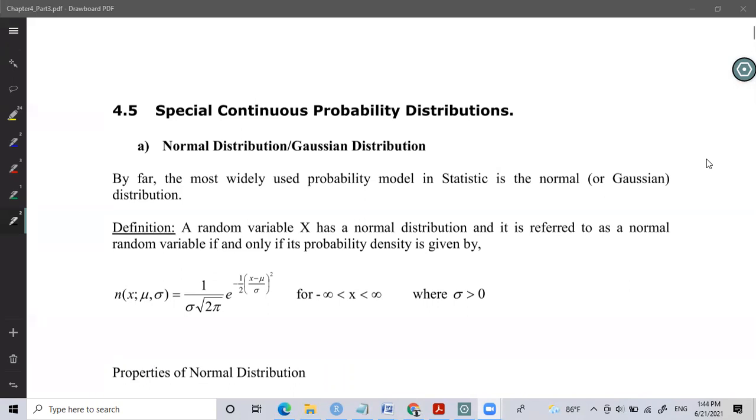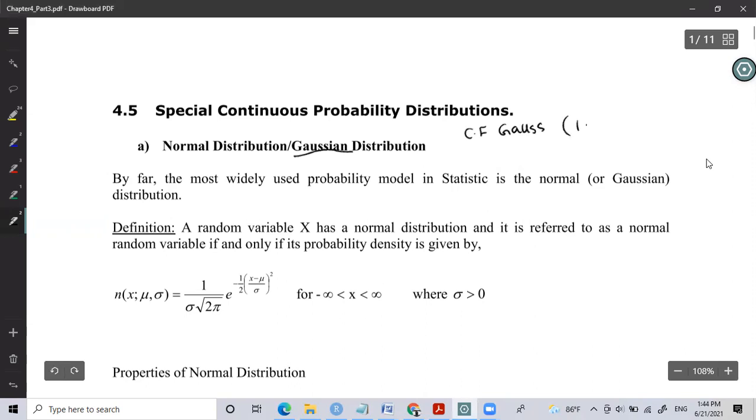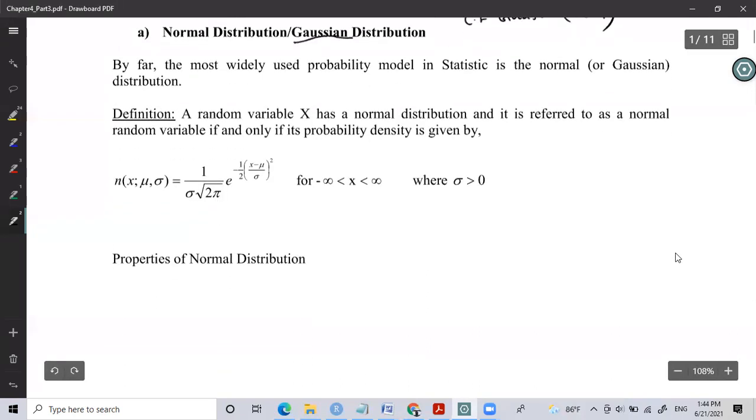We call it normal distribution or the Gaussian distribution because this was developed by Carl Friedrich Gauss about 1809, I guess, right? This is the same Gauss that you see in electromagnetism in physics. So that same person came up with the idea of this normal distribution and developed all the theory behind it. And if you look at the definition, this is how the function will look.